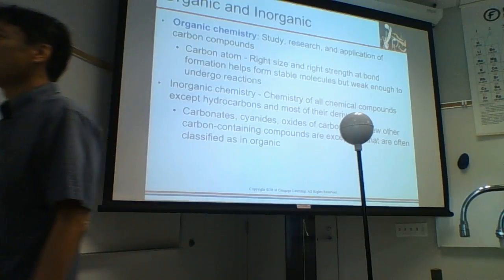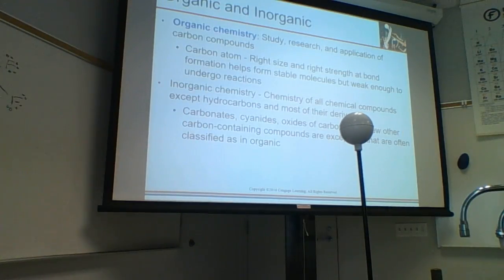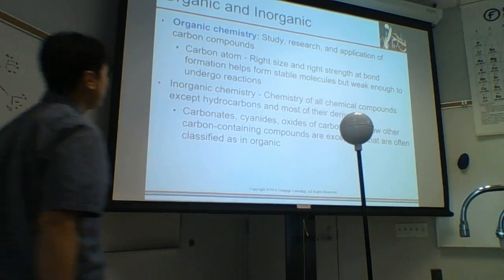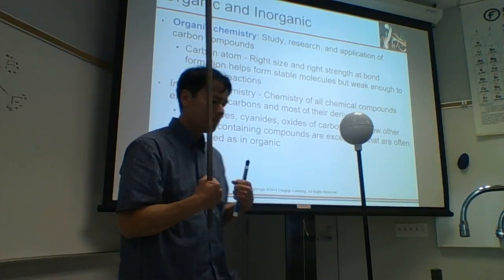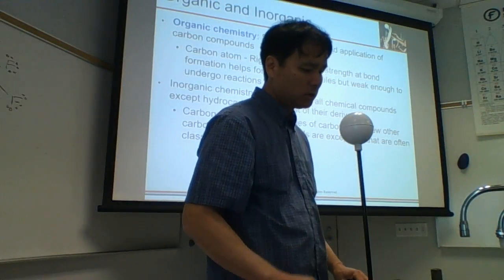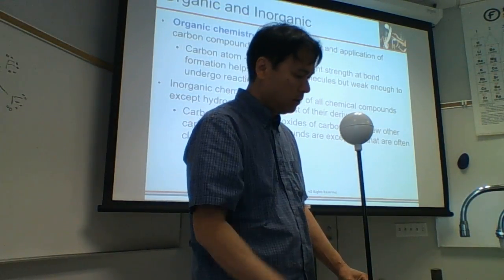Right size. The reason why oxygen doesn't like to bond to oxygen is because of the size. The oxygen is smaller, and the two nuclei get too close, and it forms a weak bond. Right strength, the bond strength is pretty strong. They're stronger though, you know.